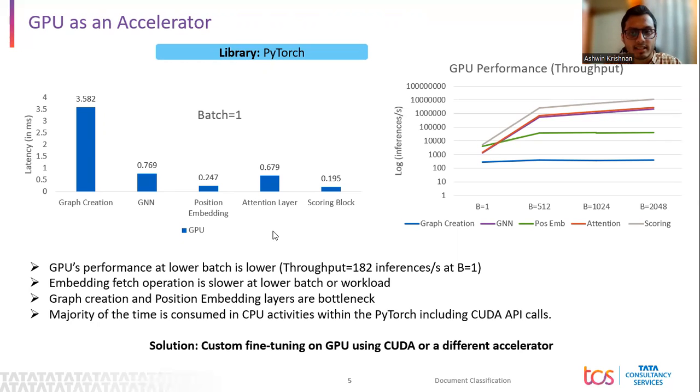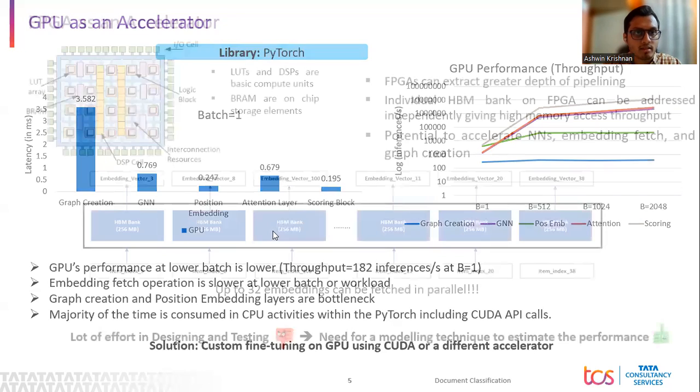Here, all these arrays and lists were treated as PyTorch tensors and deployed onto a GPU. What we found was the majority of the time was consumed within the CPU activities like various CUDA API calls, including CUDA memcopy operations. So there were a couple of solutions. One is to either go with fine tuning on GPU using CUDA or go with different accelerators.